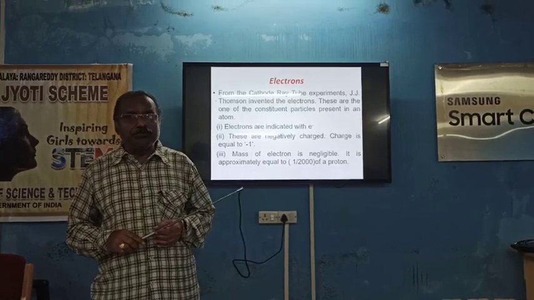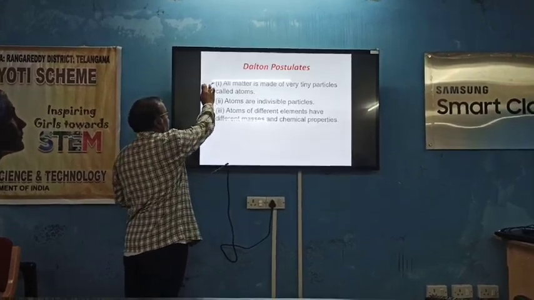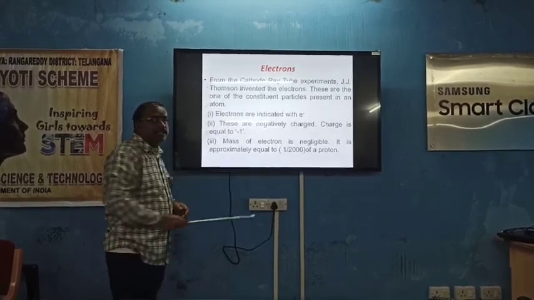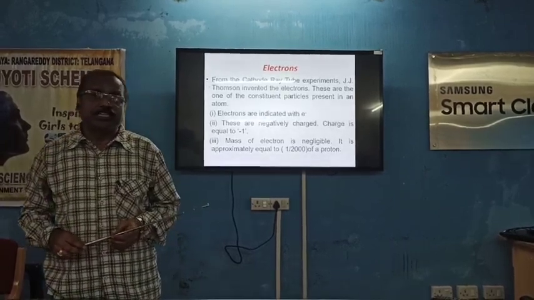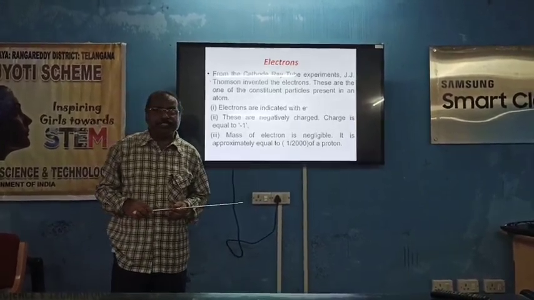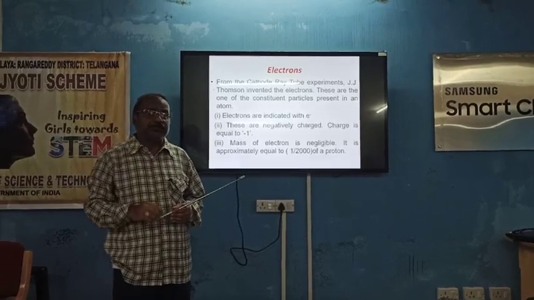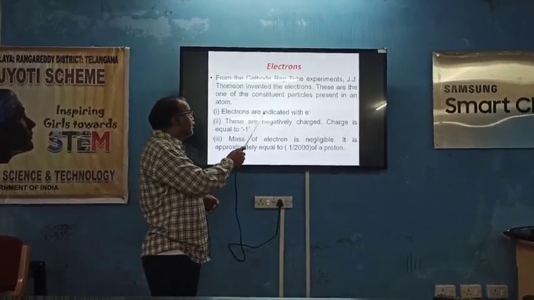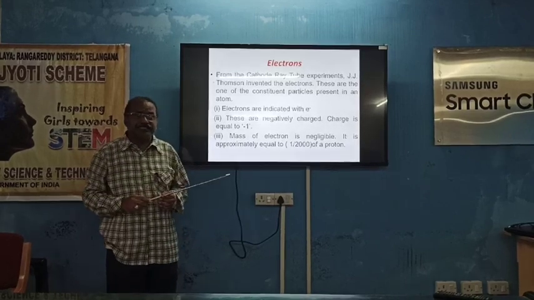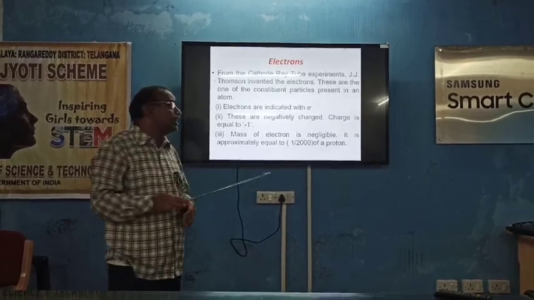One of the most important experiments is the cathode ray tube experiment, conducted by J.J. Thomson. In this, he applied high voltage and very low pressure through the tube, and he identified that some particles were coming from one side to the other. Those particles were named electrons. This experiment gives us the idea that the atom gives out particles known as electrons.